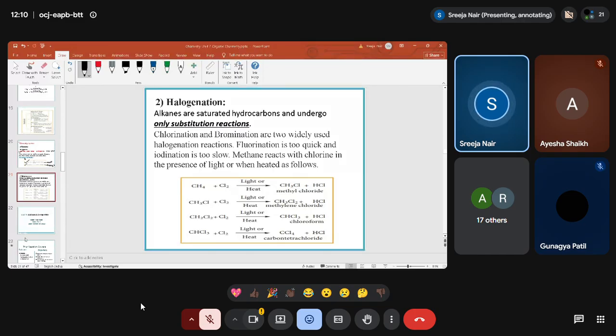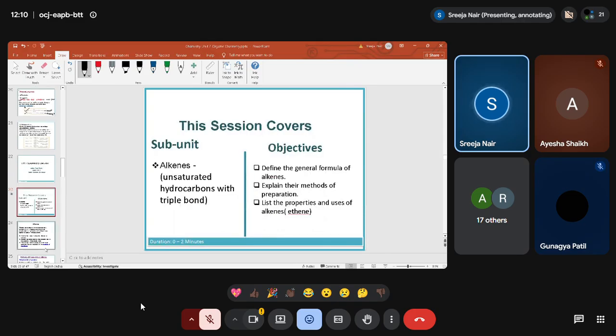The uses of ethane and methane are there in your textbook. I want you all to go through the uses of ethane and methane. In your question paper, they can ask about any one use related to ethane and methane. Basically, most of the time, the question is related to halogenation and combustion. Now, let us go to the next one.